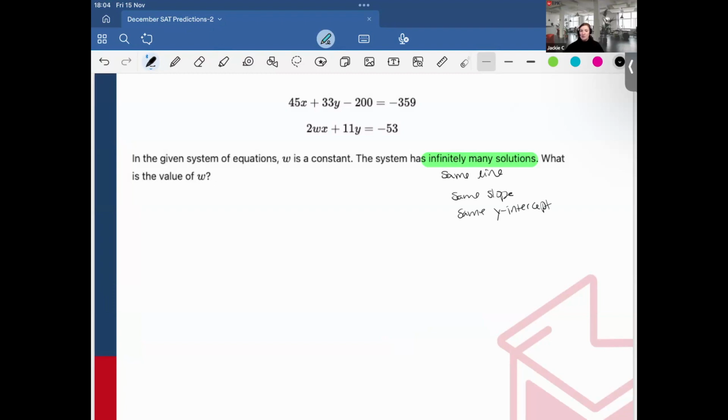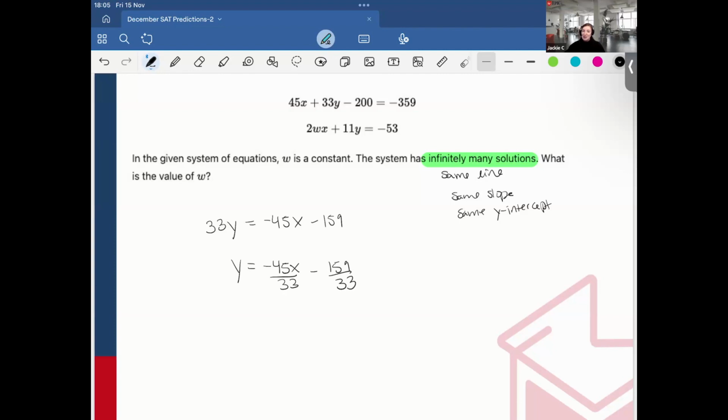So always for these ones, the first thing you want to do, as mentioned in my previous videos, is rearrange in terms of y. So let's do that for the first equation. For example, it'll be 33y is equal to negative 45x minus 159, and then divide everything by 33. So this would be negative 45x over 33 minus 159 over 33.